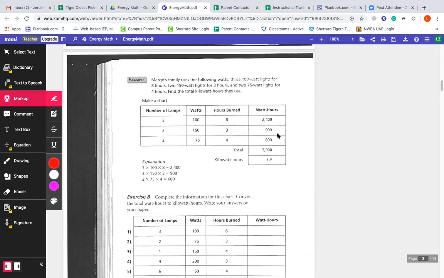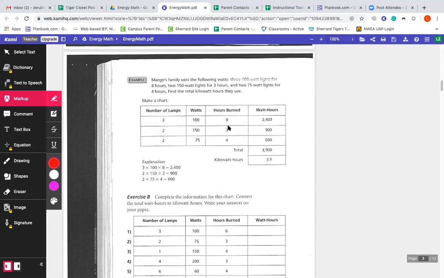Okay. All right, so the next step that they took here, so if I could cross that out, the third piece of information, they have 2 lamps, 2 75-watt lights that they run for 4 hours. So they're running those 2 lamps at 75 watts for 4 hours. If you multiply that straight across, just like they did here, we get 600.